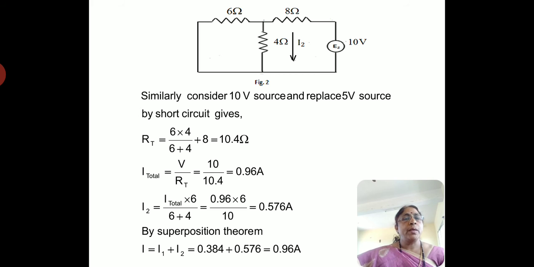So by the superposition theorem, the currents flowing due to E1 and E2 are I1 and I2. The sum of these two currents is I. It means that I is the current flowing through the 4 ohm due to E1 and E2. Therefore I is equal to I1 plus I2, that is 0.384 plus 0.576, which is equal to 0.96 ampere. Hence we can easily calculate the current flowing through the 4 ohm resistance.